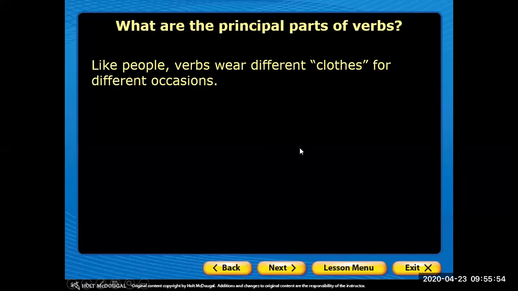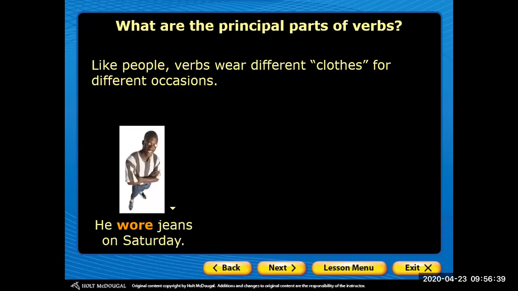Like people, verbs wear different clothes for different occasions. For example, if you're staying at home, you are in your pajamas. If you're going to the mosque, you wear a thobe. If you're going to school and you have a PE class, you wear your tracksuit, right? Likewise, verbs have different shapes or forms based on what? Based on the tense, based on where they occur in a sentence. All right?